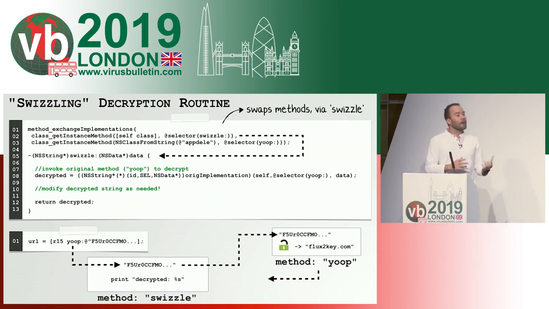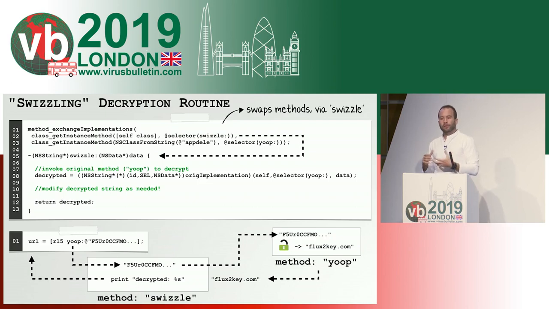So let's look a little closer at how to accomplish this. Once our dynamic library has been loaded into the address space of the malware, we can swizzle or swap out the malware's decryption routine, again, it's called yoop, with our own. And this is accomplished via the rather powerful API, method_exchangeImplementations. As we can see on the slide, once the decryption function has been swizzled, anytime the malware invokes the decryption method, transparently the Objective-C runtime will now call our method in our library.